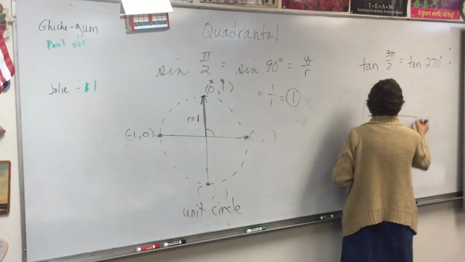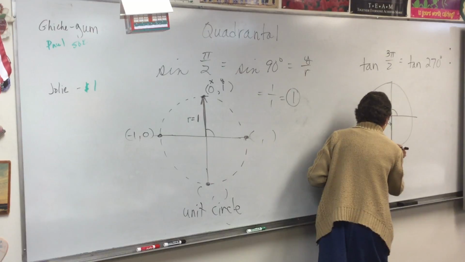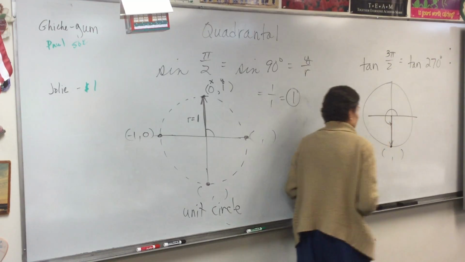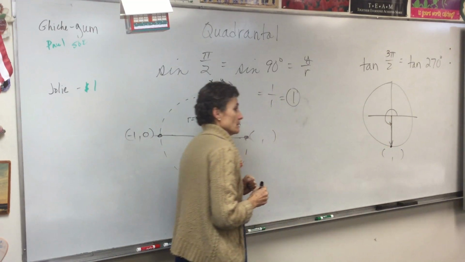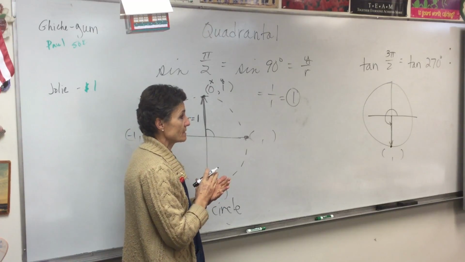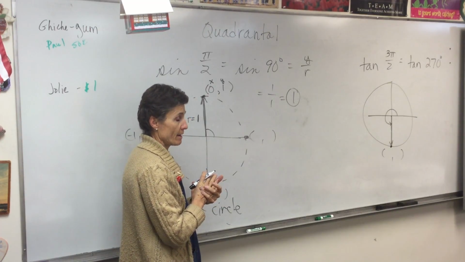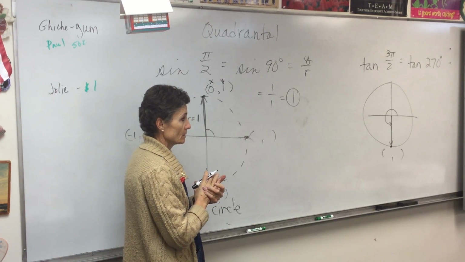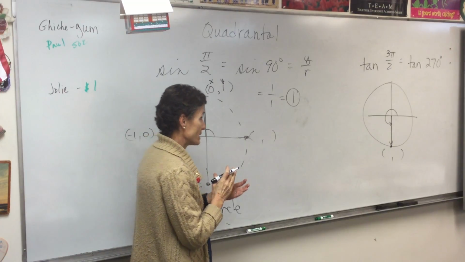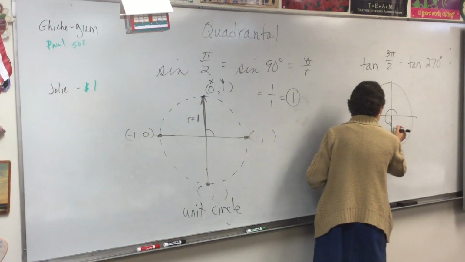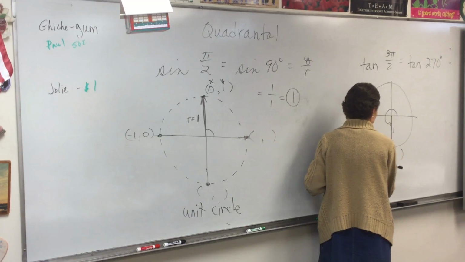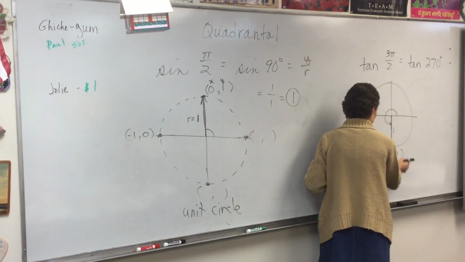I think about this circle. I think about this point right here. I need to identify the coordinates of that point. I need to know x and y. Well, I get to pick a radius, so I'm going to pick 1 again for my radius. So what would be the coordinates down here? 0, -1.